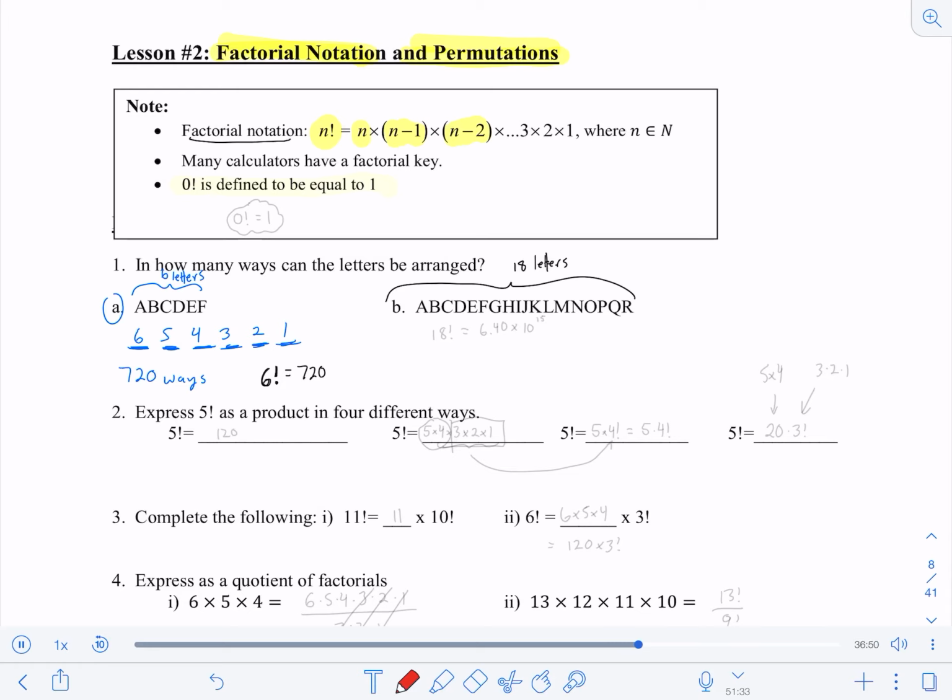So here we've got 18 letters. Now, if I'm writing this out using the fundamental counting principle, this is going to be 18 little spaces, and then I'm just going to write 18, 17, 16, 15, and so on. It's going to be kind of a pain. So instead, all I have to do is 18 factorial.